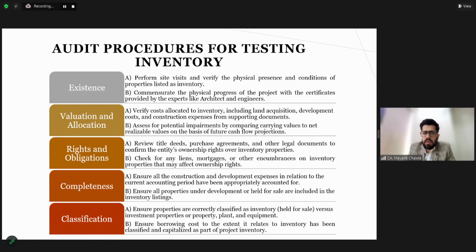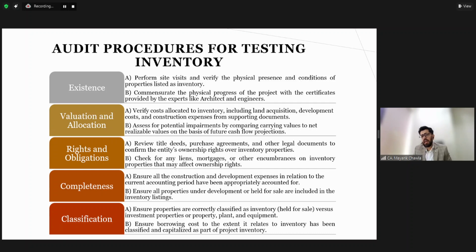And then valuation becomes very important, because inventory valuation in these cases may be very difficult, because the market values of the project as well as the cost keep on changing. And if there are indicators that a project may not be profitable, then we may have to reduce the carrying value to represent the inventory at a net realizable value or a fair value. Then rights and obligations need to be verified.